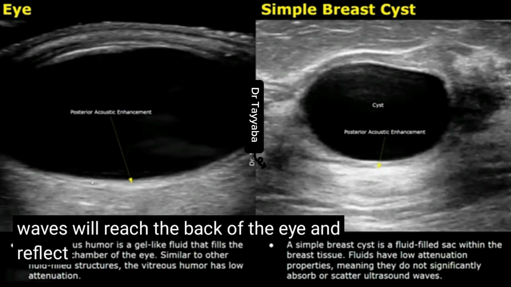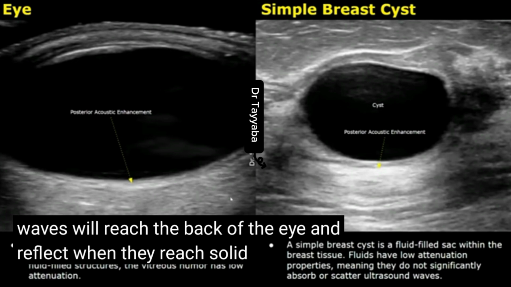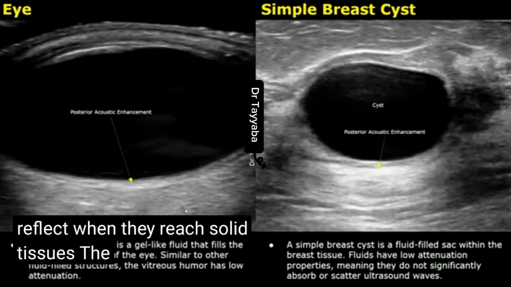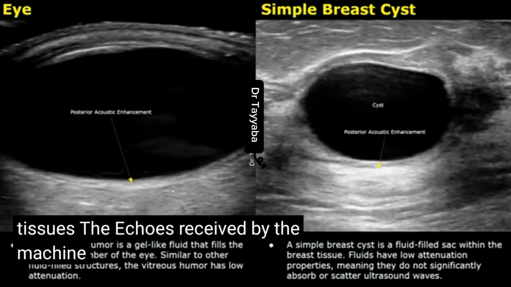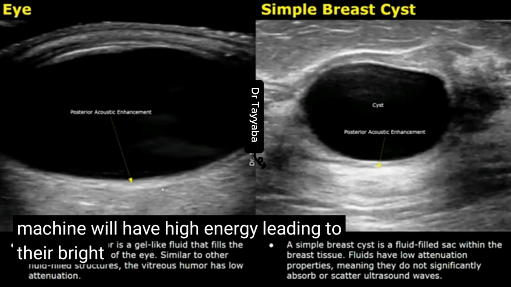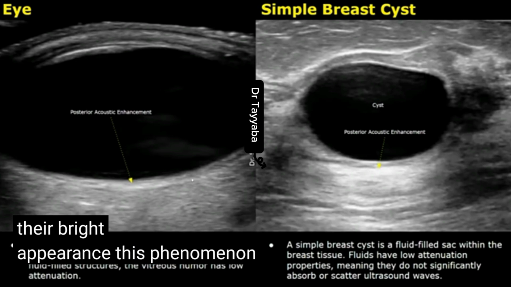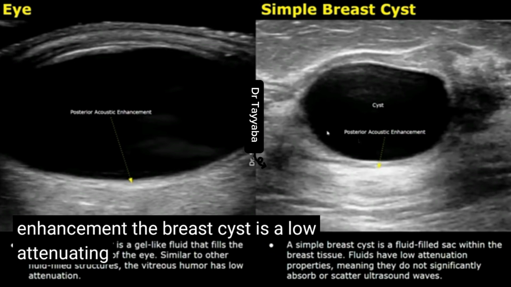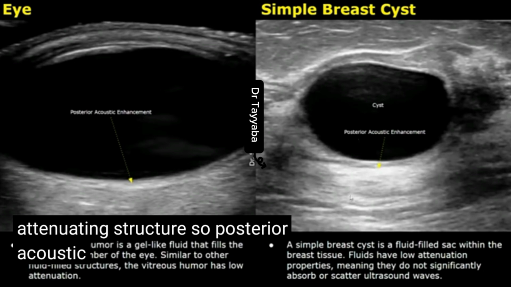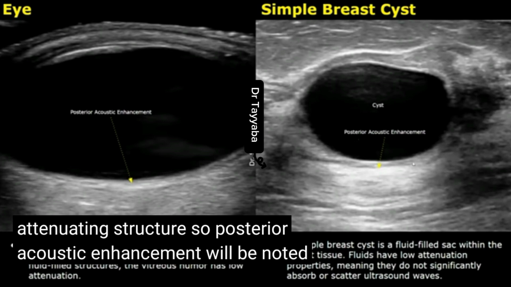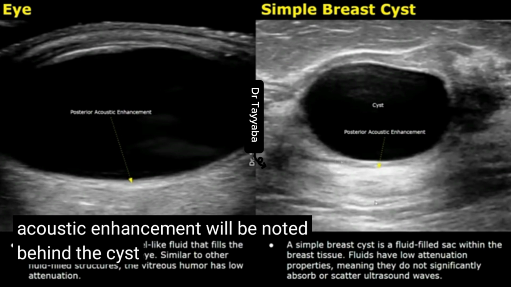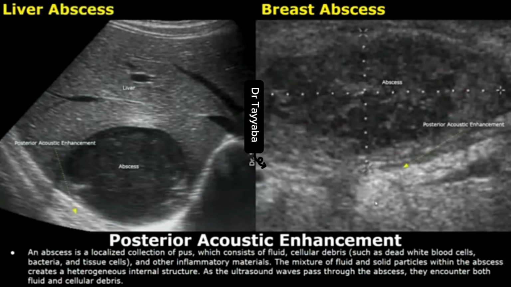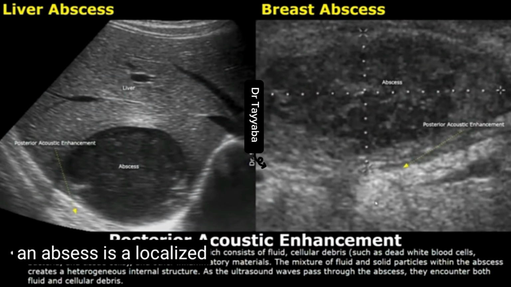These high intensity ultrasound waves will reach the back of the eye and reflect when they reach solid tissues. The echoes received by the machine will have high energy, leading to their bright appearance. This phenomenon is acoustic enhancement. The breast cyst is a low attenuating structure, so posterior acoustic enhancement will be noted behind the cyst.